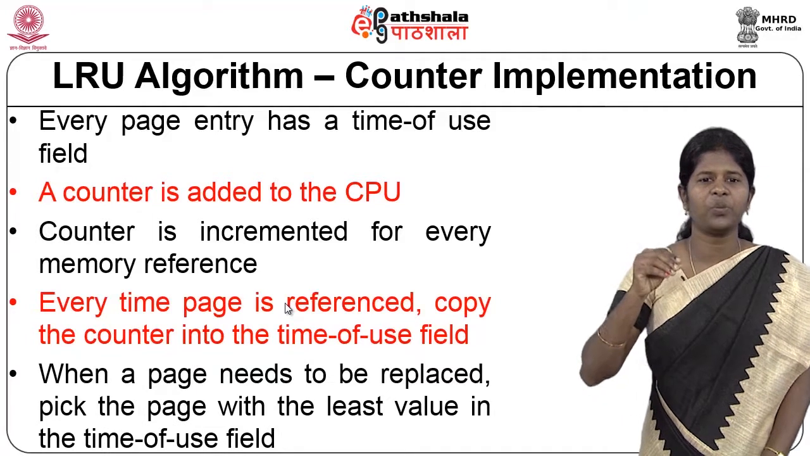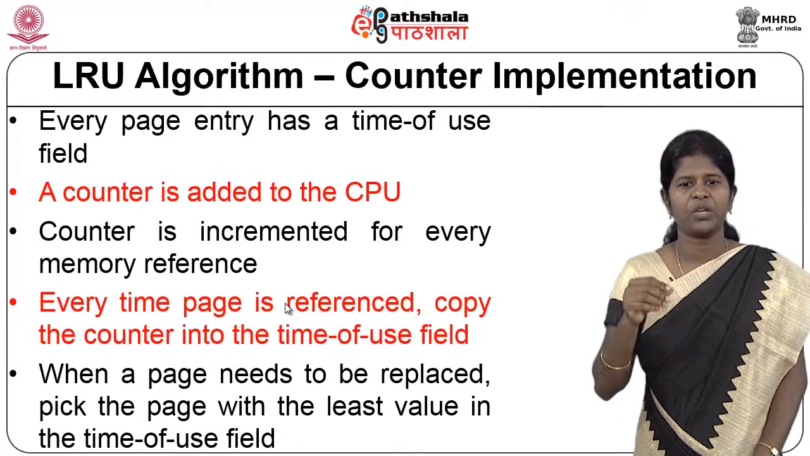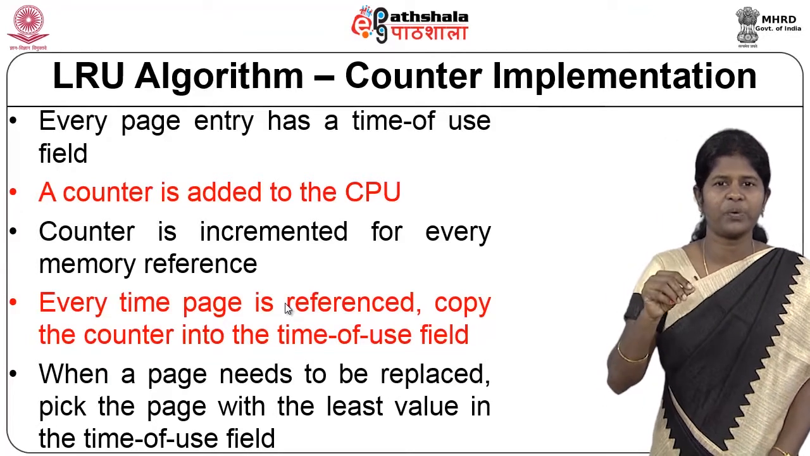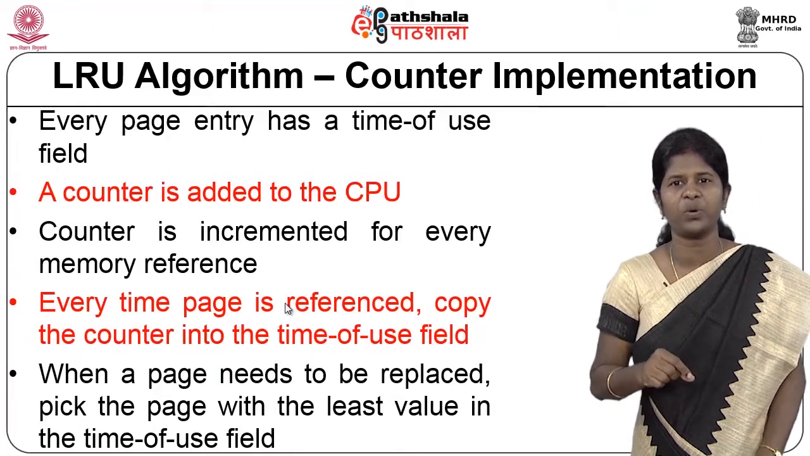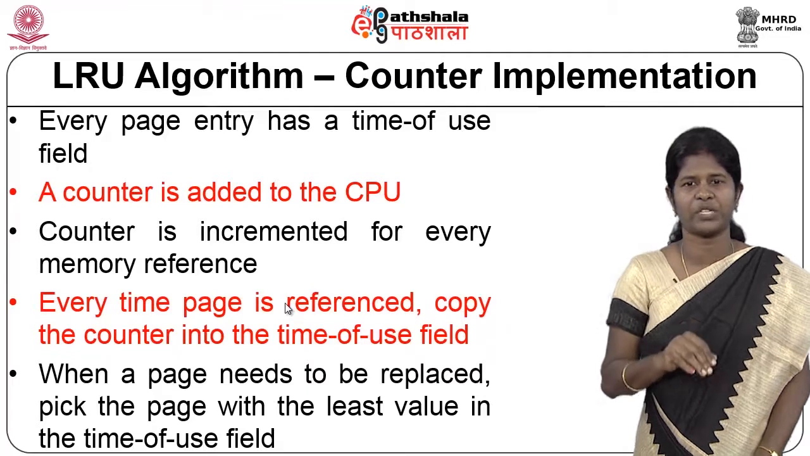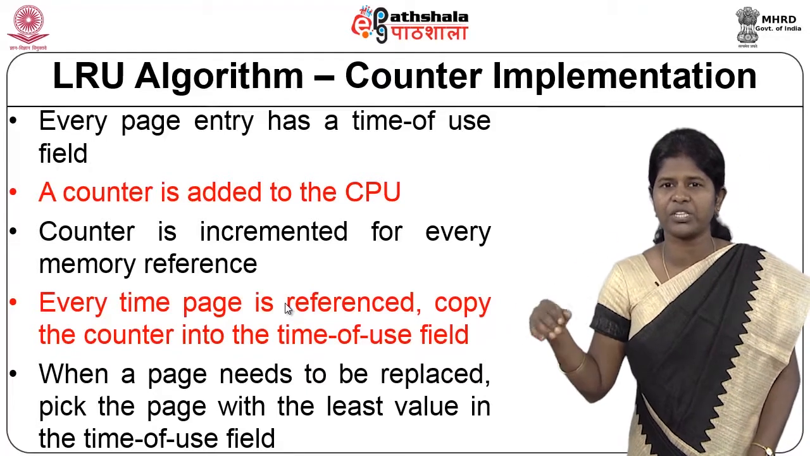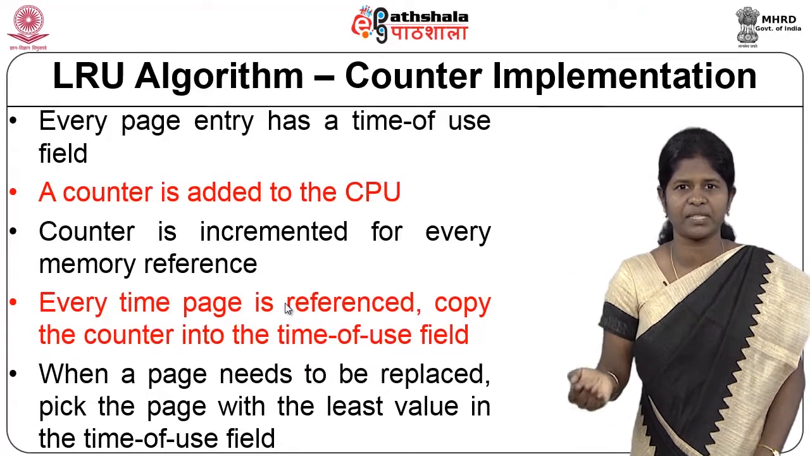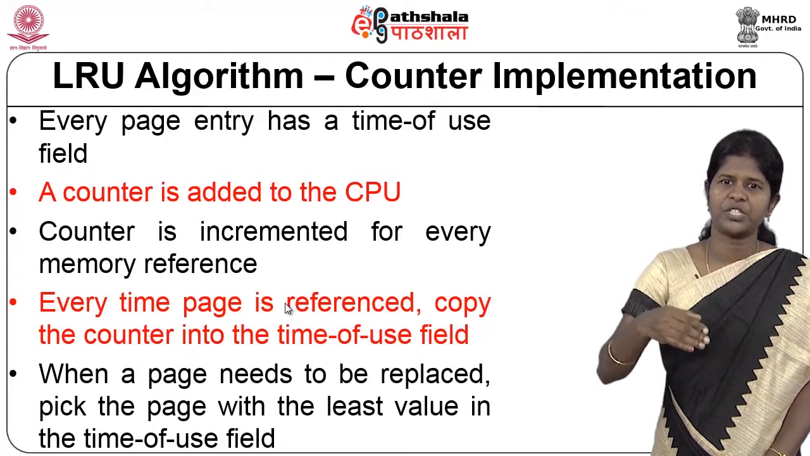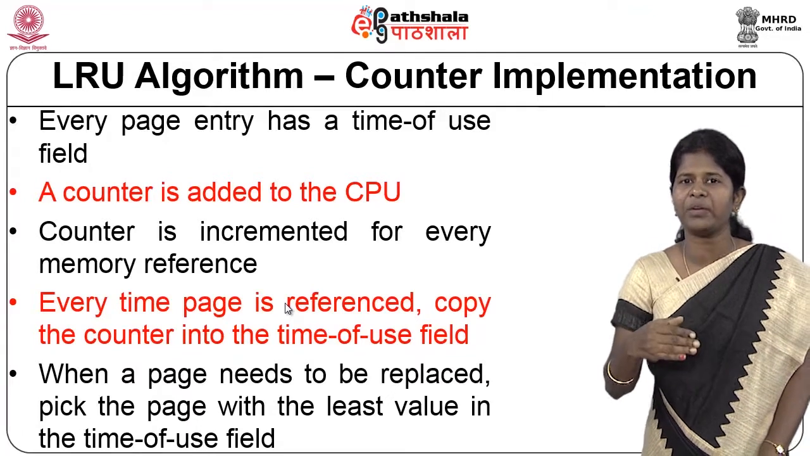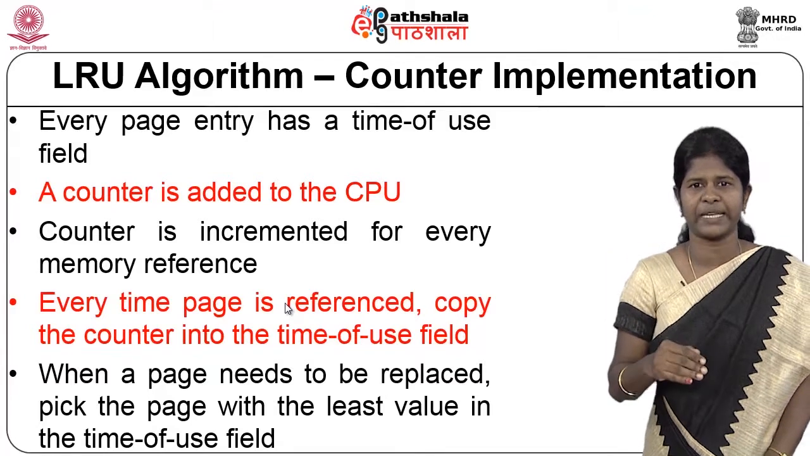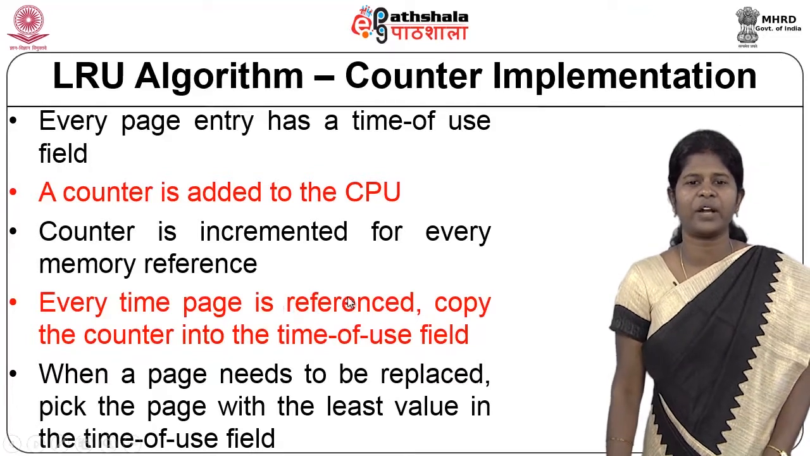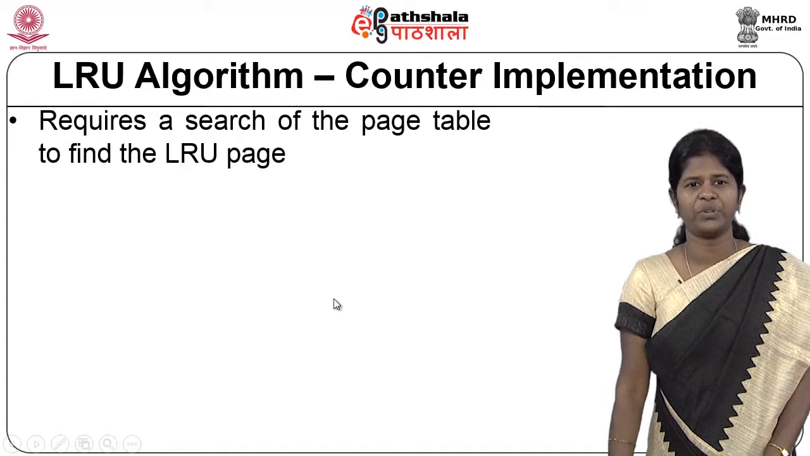So, when you need to replace a page, you will pick the page which has got the least value of this time of use. Whichever page was recently referred to will have a higher counter value, because the counter is being incremented regularly. Whenever a memory reference is made, the counter is incremented in the CPU. So, the page which has got the maximum value will be the one which was referred to recently, and you need to look for the page which has got the least value for this time of use field.